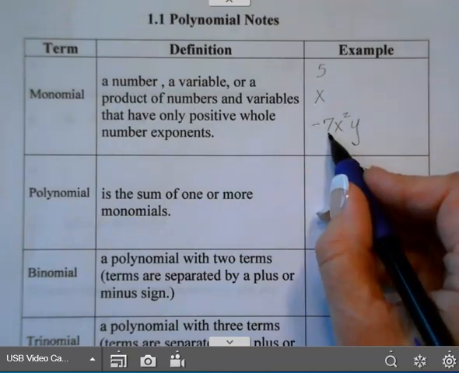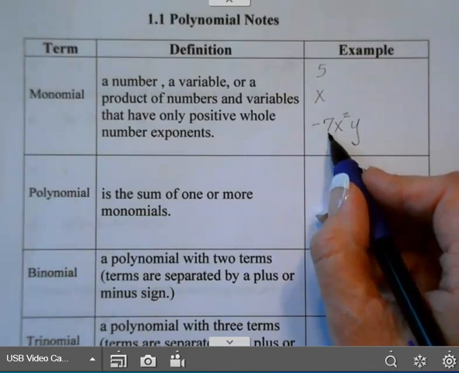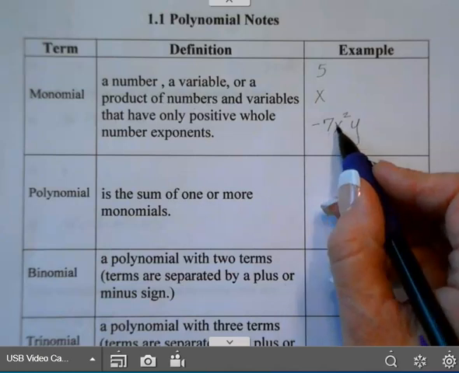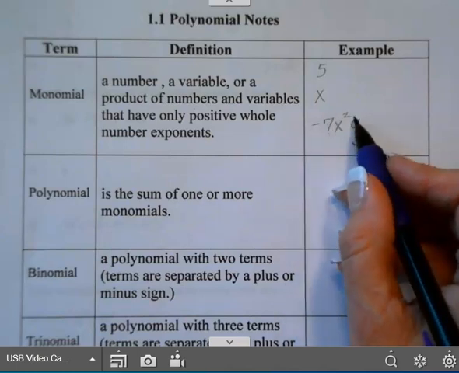The number that you multiply outside can be negative. It could be a fraction, and it could be a decimal, as long as it's a number and not in the exponent.